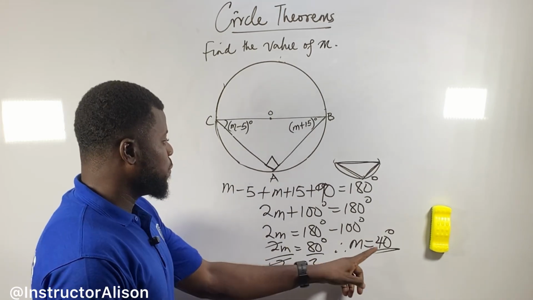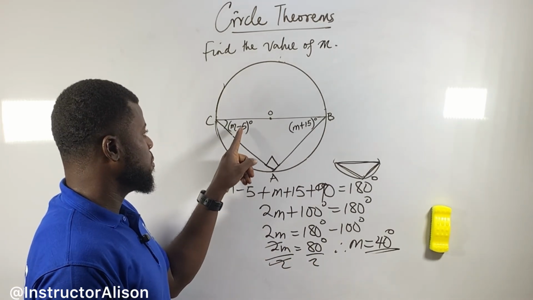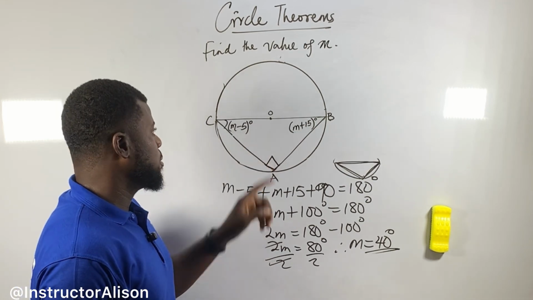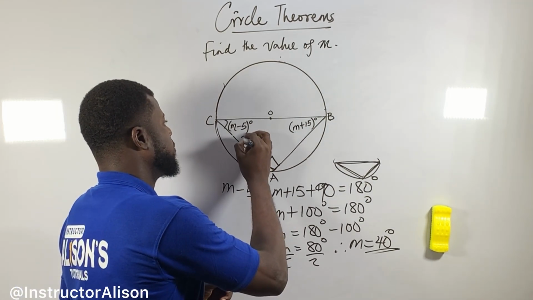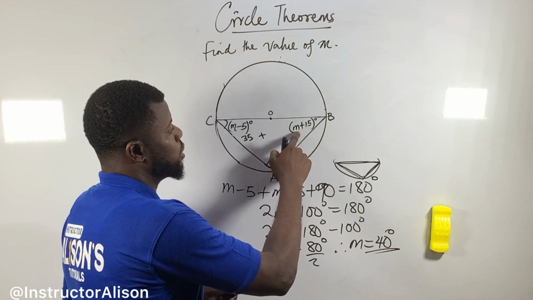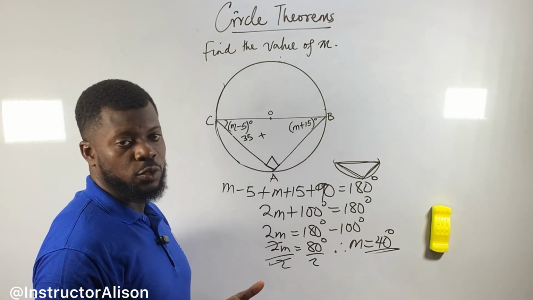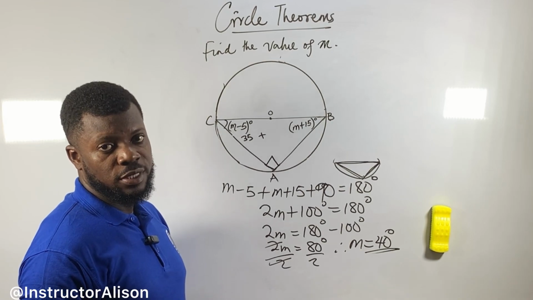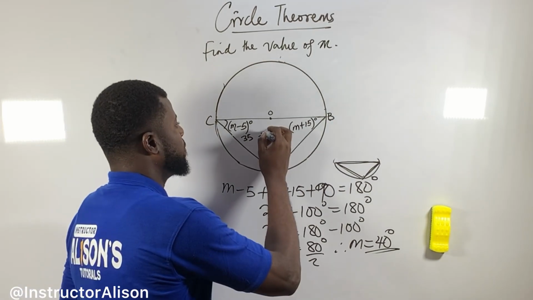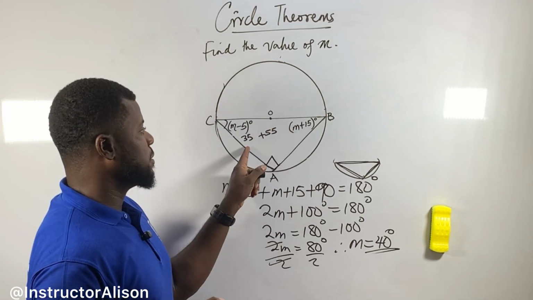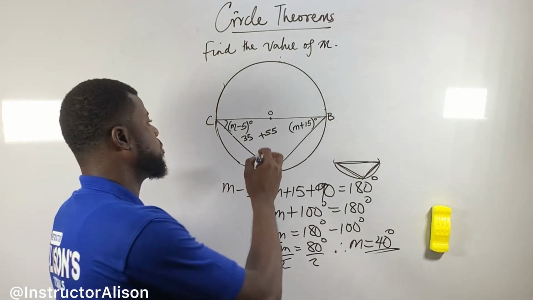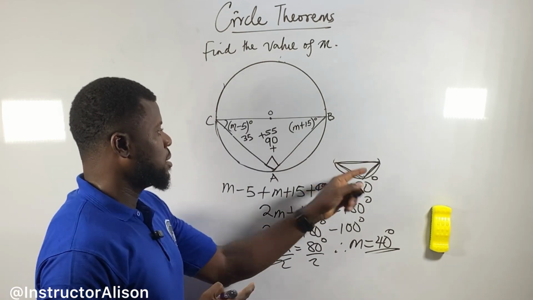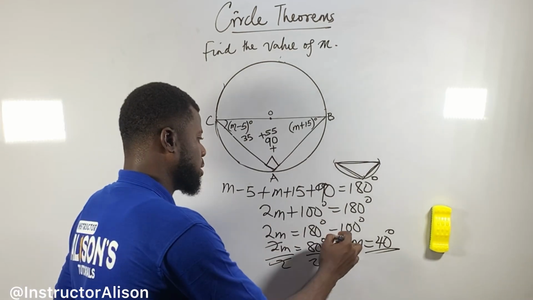Let's check. 40 degrees minus 5, 40 minus 5 should be 35. Then this other one is m, which is 40, plus 15 degrees. That will give us 55 degrees. If you add 35 plus 55, it will give you 90. That 90 plus this particular 90 is 180 degrees. So it means that this answer is correct.